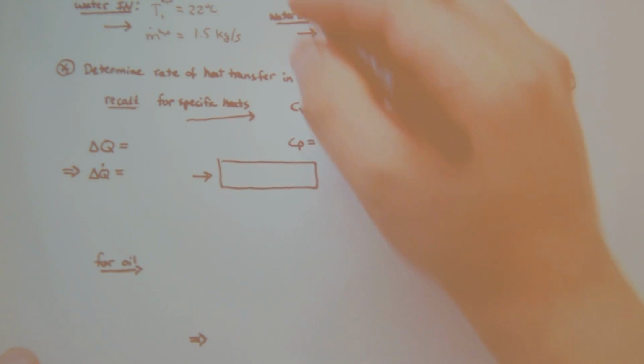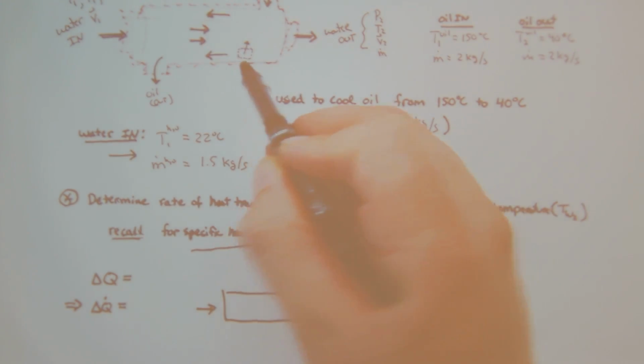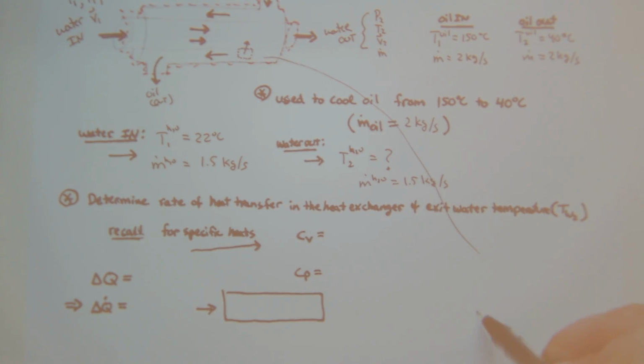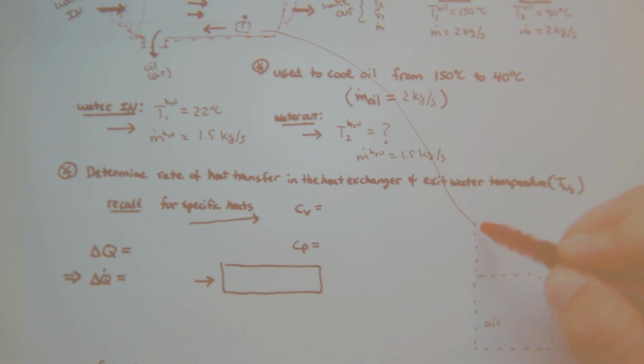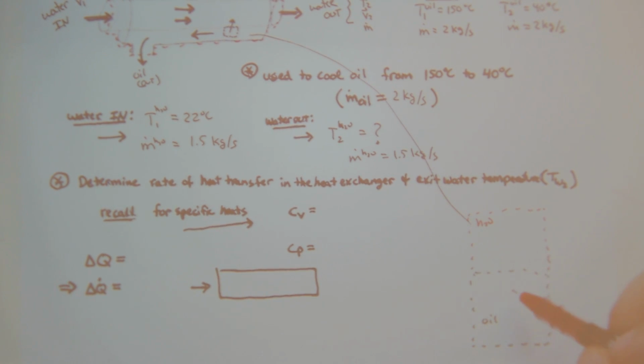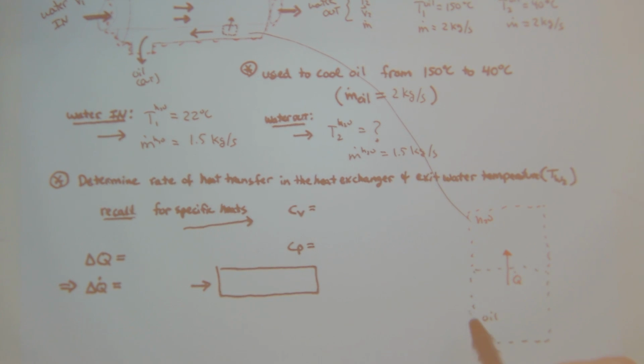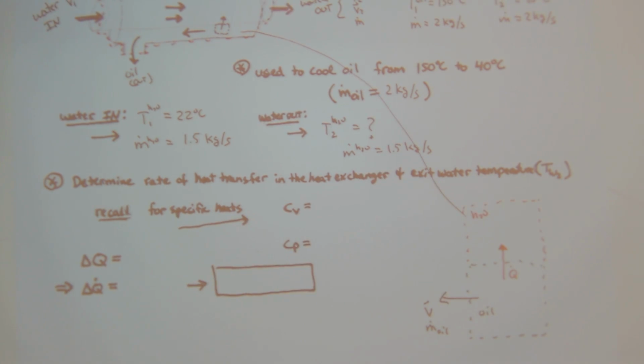So this part right here, I'm going to move down to here, and I'm going to make a box for my oil, okay? And here, I'm going to have a box for my H2O, and we're cooling the oil, right? So heat is leaving the oil and going into my water. And my oil is traveling at some velocity, right? But there's some mass flow rate associated with it. And because it's counterflow, my water has some velocity, but then there's some mass flow rate with it.